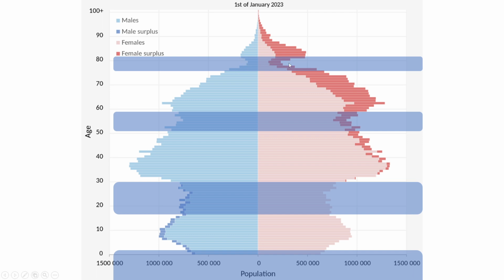What came next? What took place next? This very first minor generation later reproduced another minor generation. So the second one, and the second minor generation later reproduced the third minor generation, and this third minor generation right now is reproducing the fourth minor generation. So we can see four minor generations in the population pyramid of Russia.